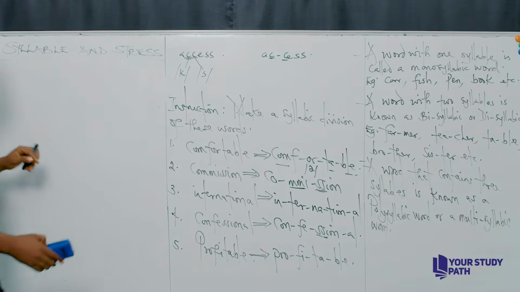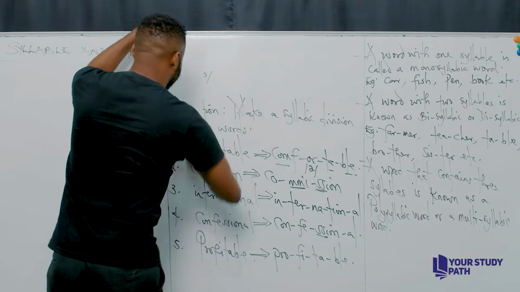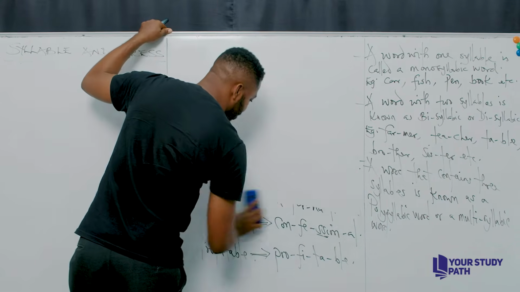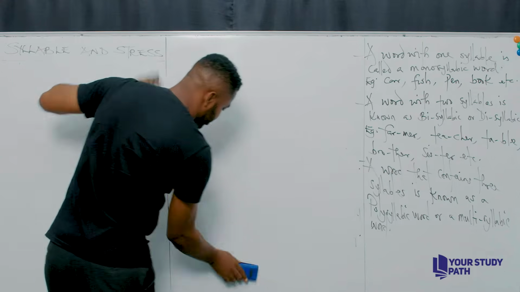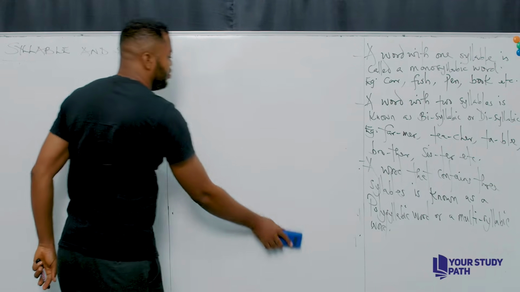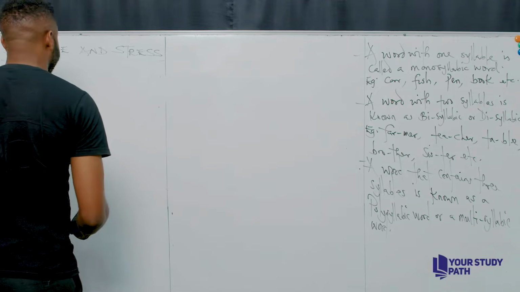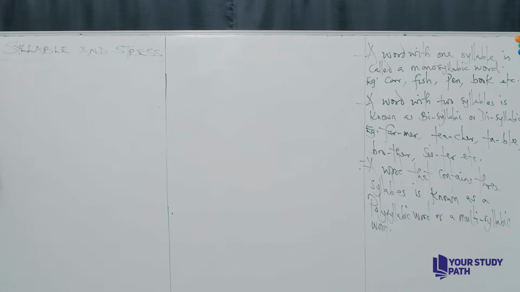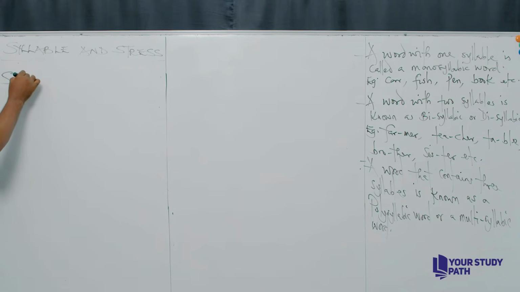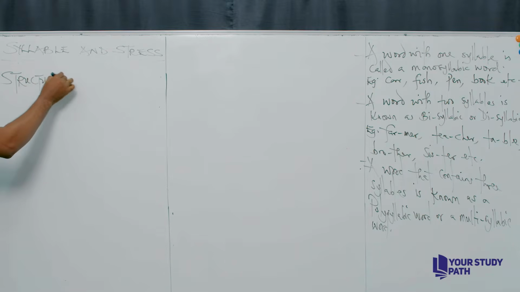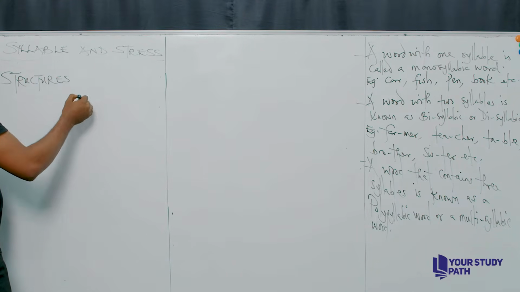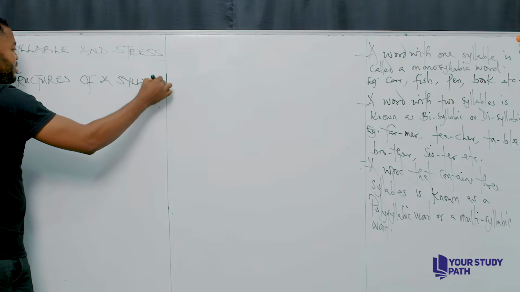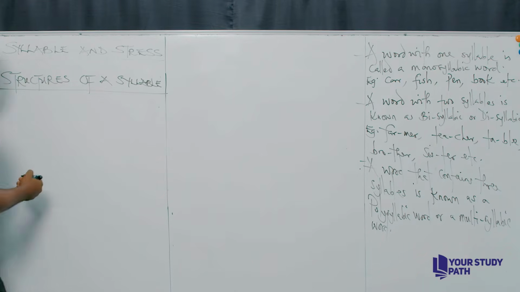I want us to look at the structure of a syllable. Let's look at the structure of a syllable. I'm going to explain the structure of a syllable to you. What are the structures of a syllable? Let's look at them one after another. So, class, what are the structures of a syllable?